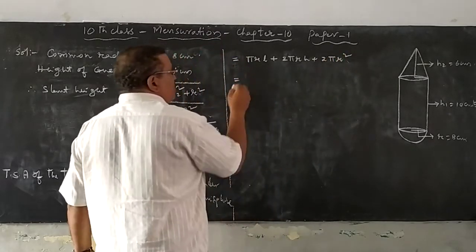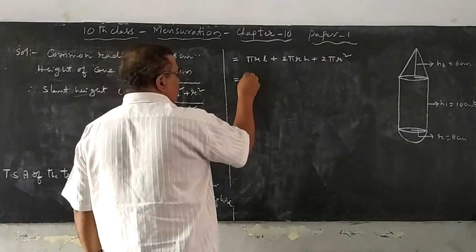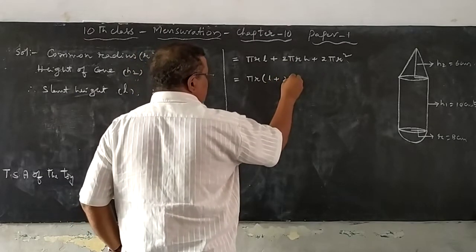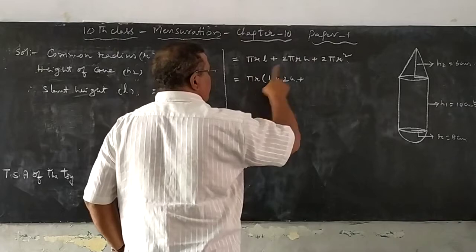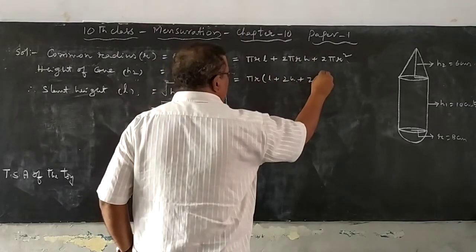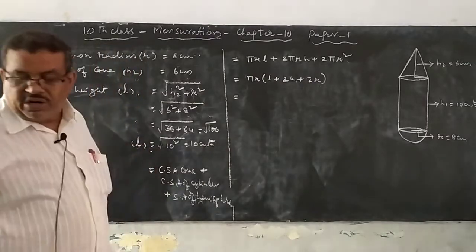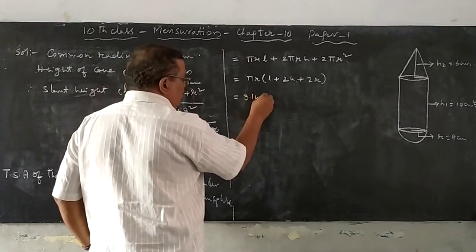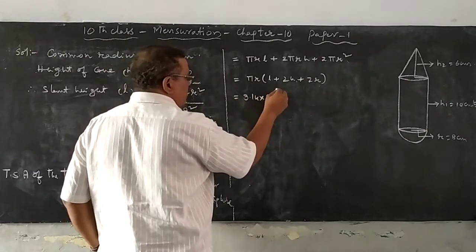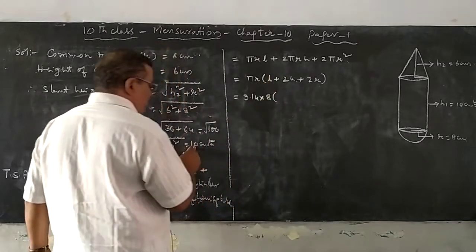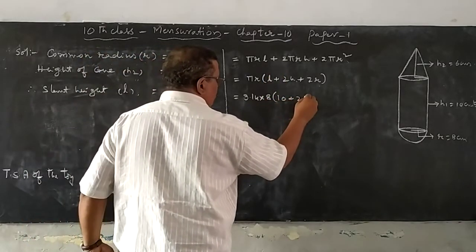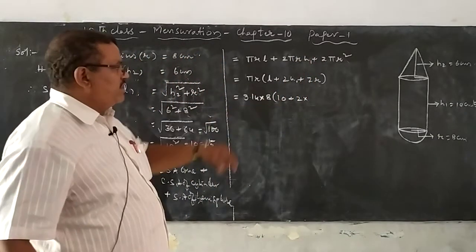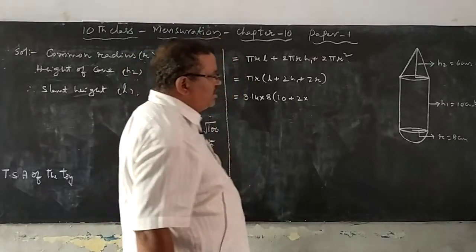Add the three. What is common here? Pi r is common for us. Pi r bracket L plus 2H plus 2r. Is the value of pi given or not? Here the value of pi is given as 3.14. So 3.14 into r value 8, into L plus 2 into H1. L value we already found here, 10. H1 means the height of the cylinder. The height of the cylinder is how much? 10 centimeters.